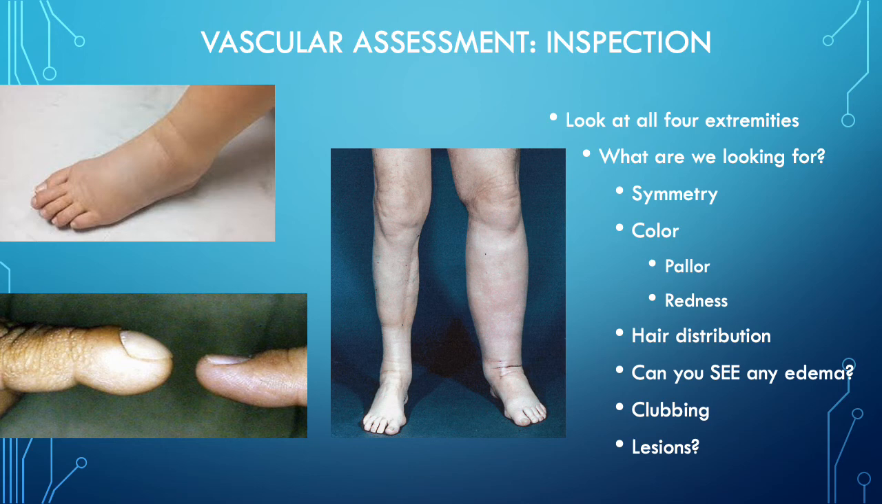We also want to do a very good vascular assessment. So this is talking about your peripheral vasculature, your legs, your arms, making sure they're getting the blood flow and oxygenation that they need. We want to look at all four extremities, and we're looking for symmetry, color, so that's if it's pale, if there's any redness, hair distribution, because when there's not good blood flow, you stop growing hair. So that's the key.